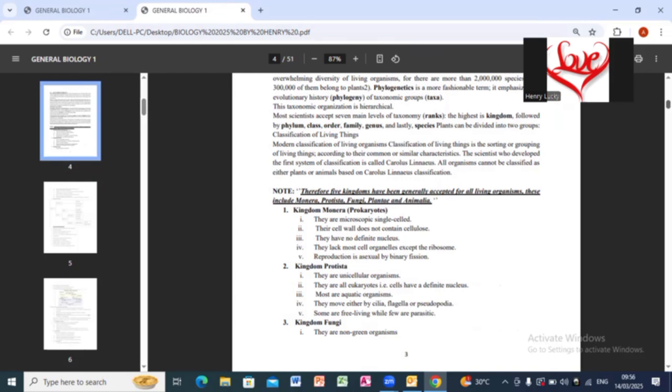And they also have a definite cellulose and also a definite nucleus. And most of them are aquatic in nature.